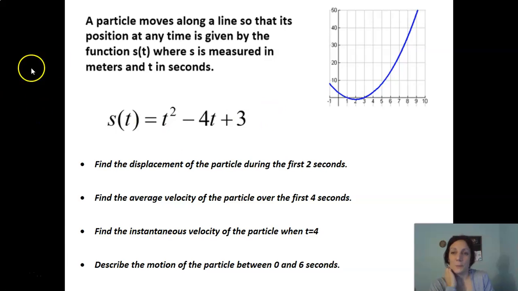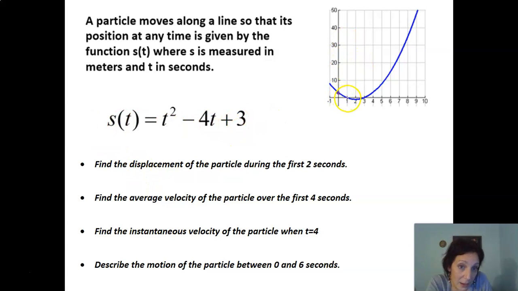Okay, all right, so it says a particle moves along a line so that its position at any given time is given by the function s of t, where s is measured in meters and t is measured in seconds. So I have s of t is equal to t squared minus 4t plus 3. And we're given a graph of that function. So we can see its position at any time, right here at t equals 0, right? It's at 3. We can tell that from the equation.